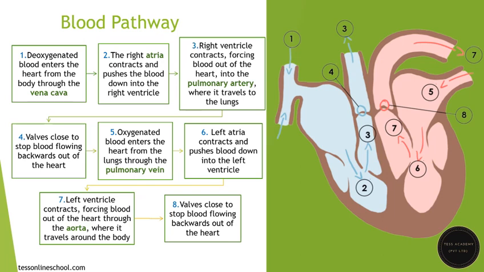Step 5. Oxygenated blood enters the heart from the lungs through the pulmonary vein. Step 6. Left atria contracts and pushes blood down into the left ventricle. Step 7. Left ventricle contracts, forcing blood out of the heart through the aorta where it travels around the body. Step 8. Valves close to stop blood flowing backwards out of the heart. This is a cycle of the double circulatory system.